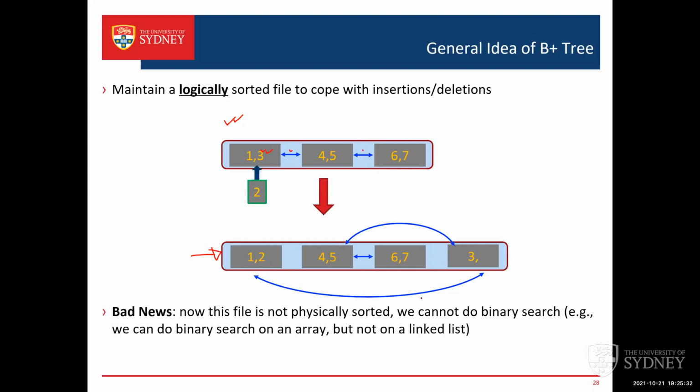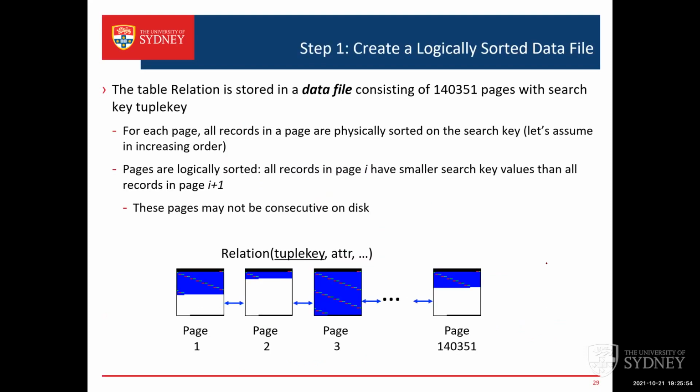Bad news, since data is not physically sorted, we cannot do binary search. For binary search, data has to be physically sorted. But since data is not physically sorted, but logically sorted, right, we cannot apply binary search. So what do we have to apply? We have to apply linear search. Okay. So we'll create an index on this data file, and from there, we'll start working.